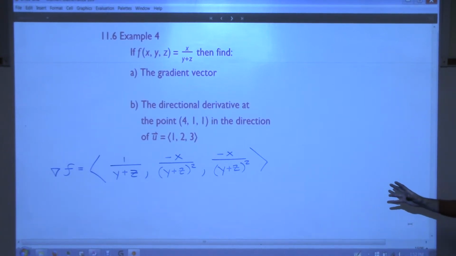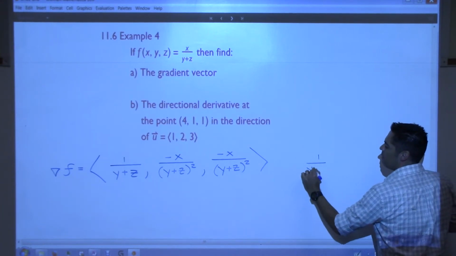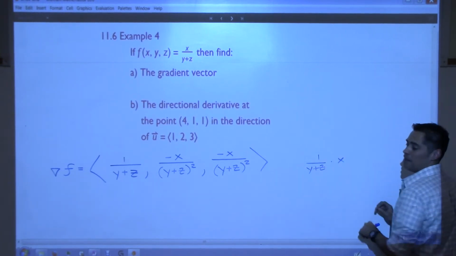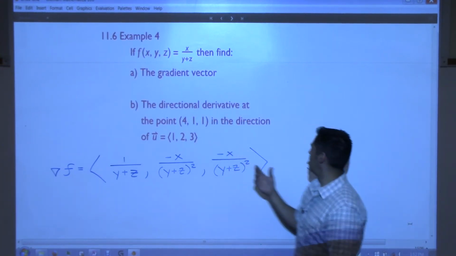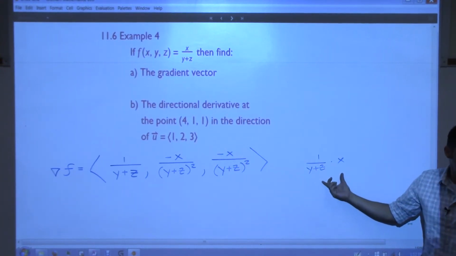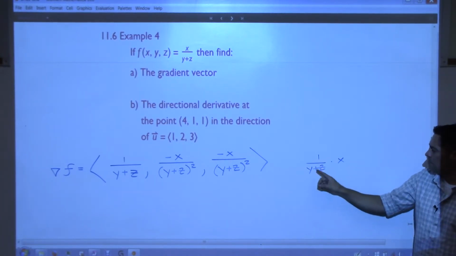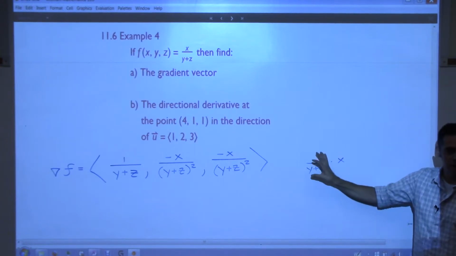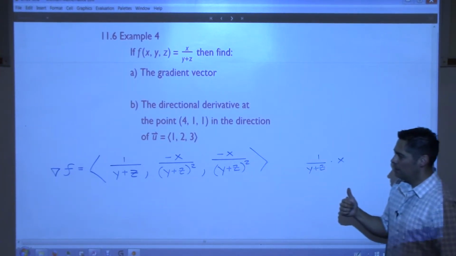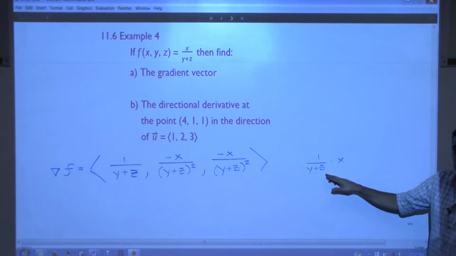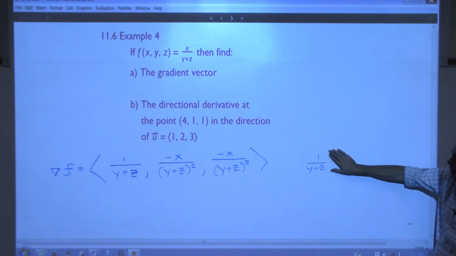All right, so the first one is the easiest because you really have 1 over y plus z times x, right? That's what this is. And if I take the derivative of that with respect to x, y and z are constants. That means this is a constant. Constant times x, derivative is just a constant. So that's this, right? Now, if I want to take the partial of this with respect to y, x is a constant, so it's going to come along for the ride.